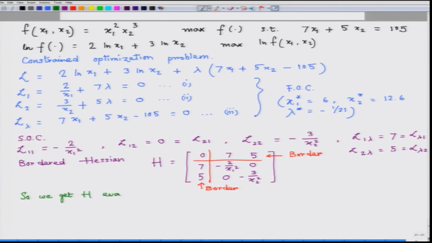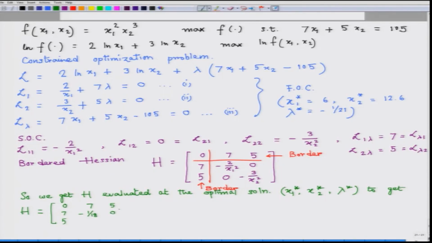So we get the Hessian matrix evaluated at the optimal solution x1 star, x2 star and lambda star to get a new H matrix: 0, 7, 5, 7, 5 minus 1/18, 0, 0 minus 3, 12.6 square.